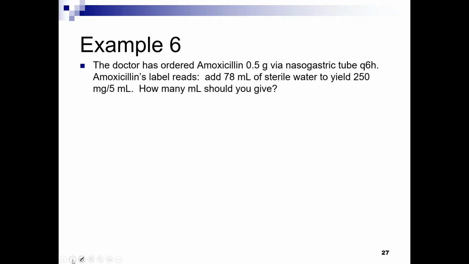So let's take a look at this first one. The doctor has ordered amoxicillin 0.5 grams via a nasogastric tube every 6 hours. From that first sentence, the thing I need is the amount ordered. So 0.5 grams is serving as my order. The second sentence, the amoxicillin's label reads, add 78 milliliters of sterile water to yield 250 milligrams per 5 milliliters. How many milliliters should you get?